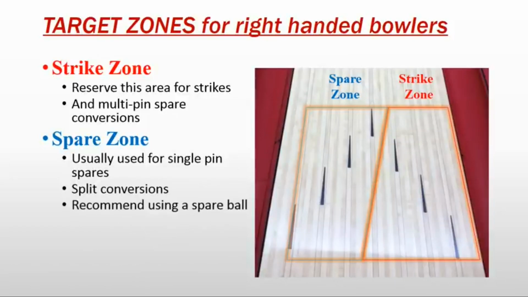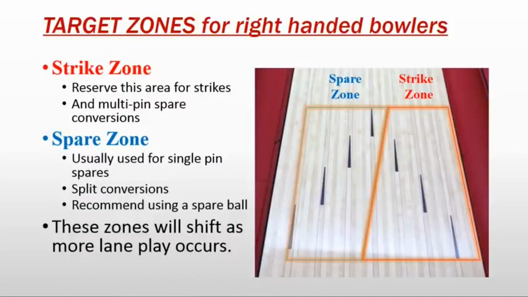A straight spare ball should be used to eliminate an over or under reaction in the back ends of the lane. Longer patterns can use targets to the left of the third arrow as their starting point. These zones can vary depending on your ball angle or shape and will shift as more lane play occurs.